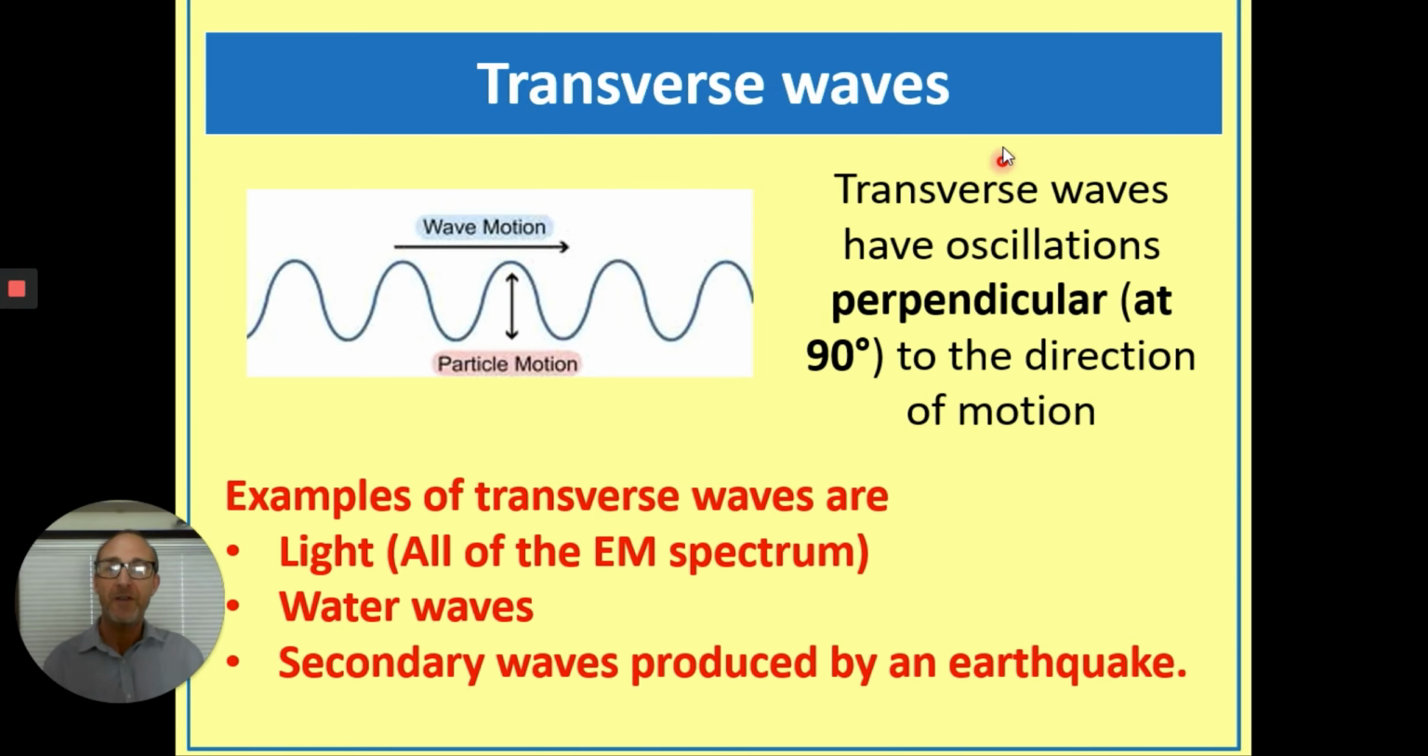So when you talk about transverse waves, that bit there is crucial. If you don't use the word perpendicular, you won't get the mark. If you don't talk about oscillations, you won't get the mark. So it's really, really important. Now, examples of transverse waves are light waves, in fact all of the electromagnetic spectrum, water waves, waves on a string that you're moving up and down, that I showed in lesson, and secondary waves produced by an earthquake. Okay, so just take a moment to have a look at that. I'll pause it and then we'll move on.